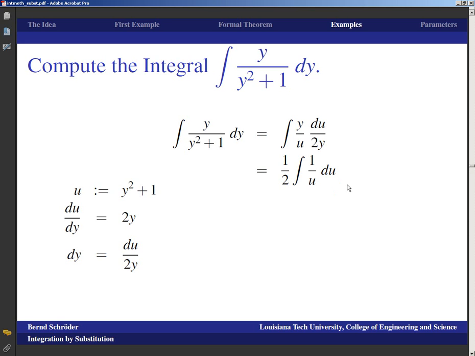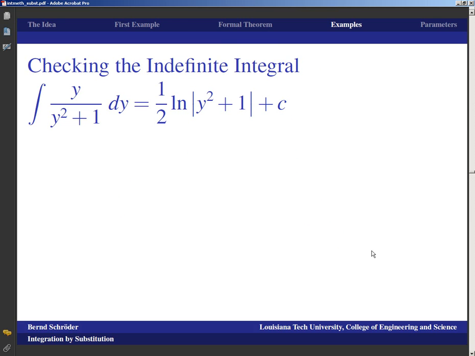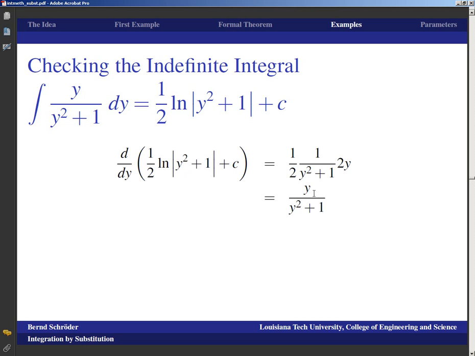But here in these examples, things do work out, and the integral of 1 over u is, of course, the ln of u. So you get 1/2 ln u plus c, and then we back substitute, and we get that the antiderivative is 1/2 ln of y squared plus 1 plus c. We can double check very easily that that works out, because the derivative of 1/2 ln of y squared plus 1 plus c, the derivative of plus c goes away. You get 1/2 times 1 over whatever is inside the logarithm, which is the y squared plus 1, times the derivative of the inside, which is 2y.